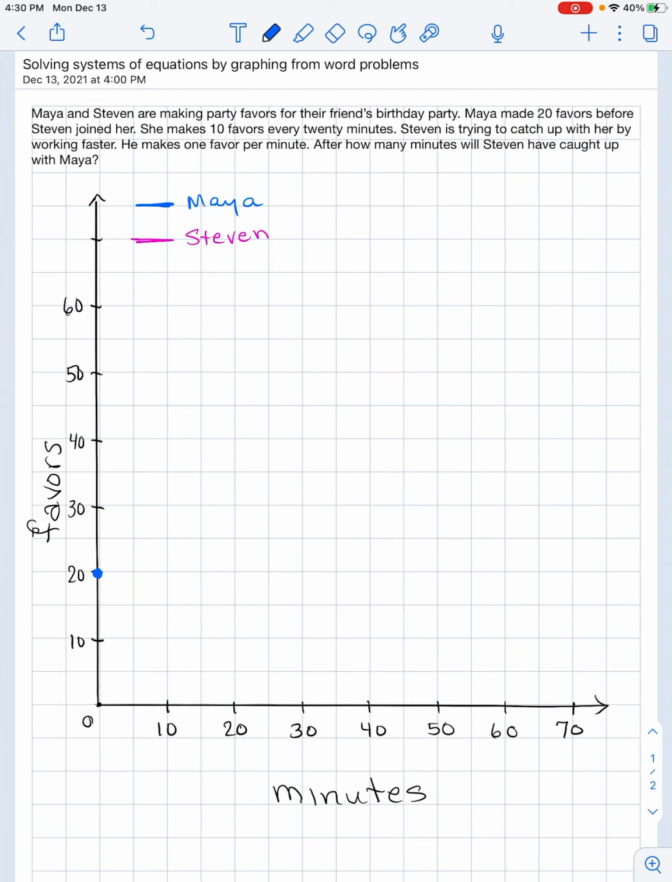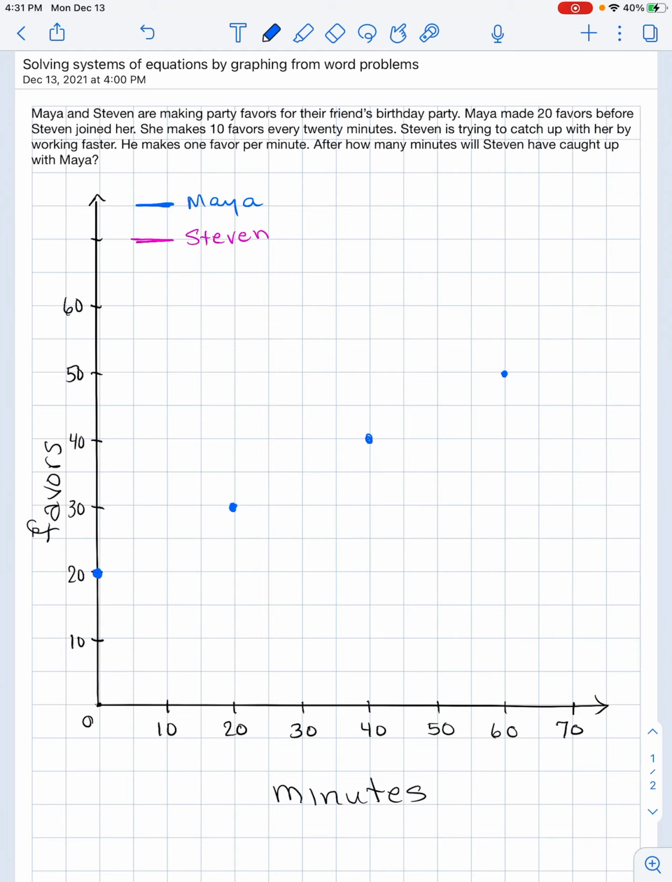Now, she makes 10 favors every 20 minutes, so that's going to tell me what my slope is. I'm going to go up 10 favors and across 20 minutes. So from 20, I'm going to go up 10 to 30 and across to 20. And I'm going to put my point. And then another 10 in another 20 minutes, and another 10 in another 20 minutes.